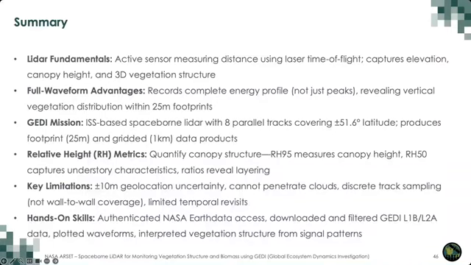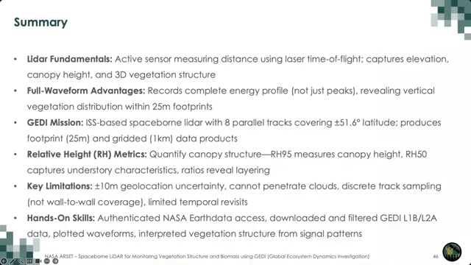A major focus of today's session was relative height metrics. RH95 gives us canopy height. RH50 tells us about understory characteristics, and the ratios between these reveal canopy layering and structural complexity. These metrics are powerful for distinguishing forest types and land uses.